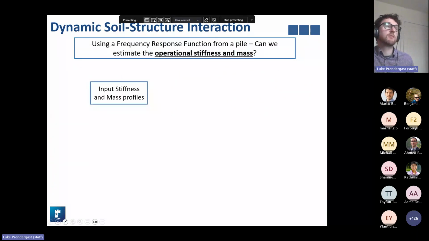So this was the next question. Using the FRF, the frequency response function, can we estimate the operational stiffness and mass? So we developed this approach that allowed us to develop a numerical model of a pile using beams on springs. Then we need to input an initial estimate of the stiffness and mass.